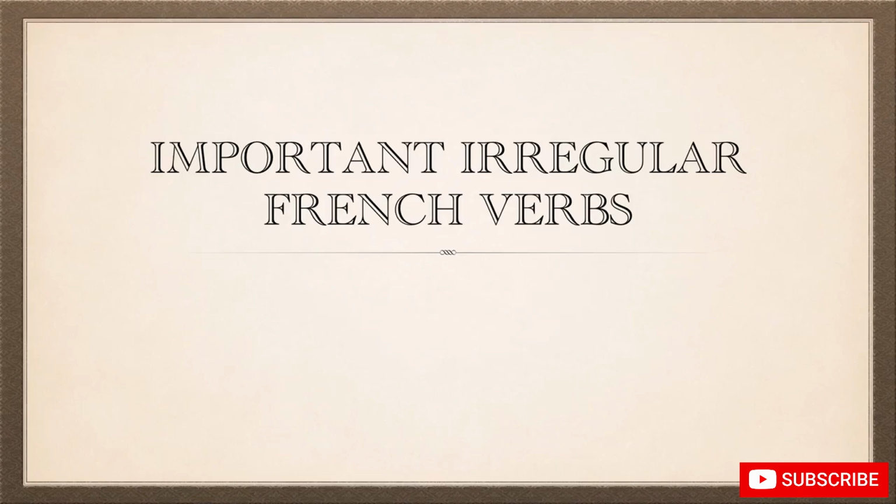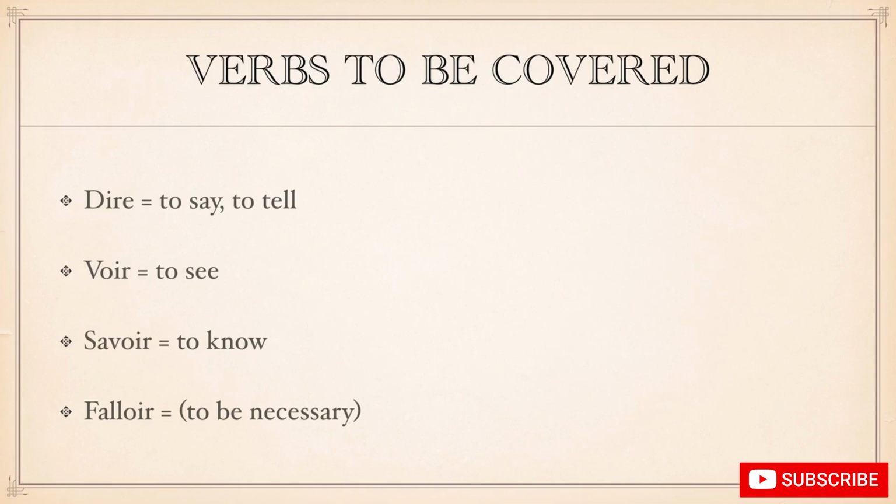And today we're going to be talking about important irregular French verbs, which is part of the 100-day French challenge. So the verbs that we're going to be covering today are dire, which means to say, to tell, voir, which means to see, savoir, which means to know, faire, which means to do or to make, and then falloir, which means to be necessary.